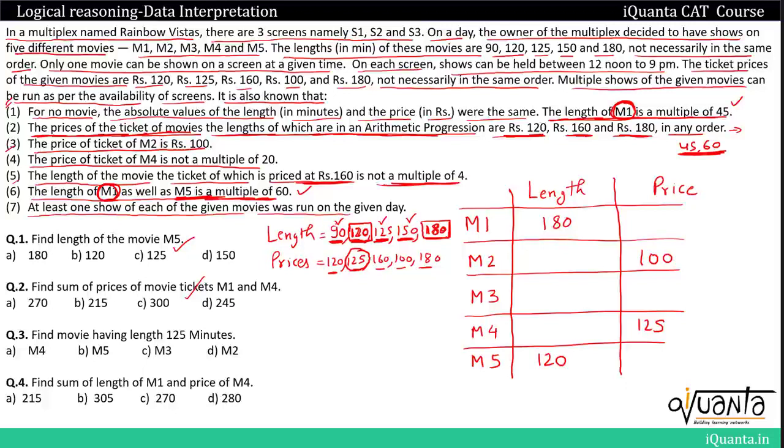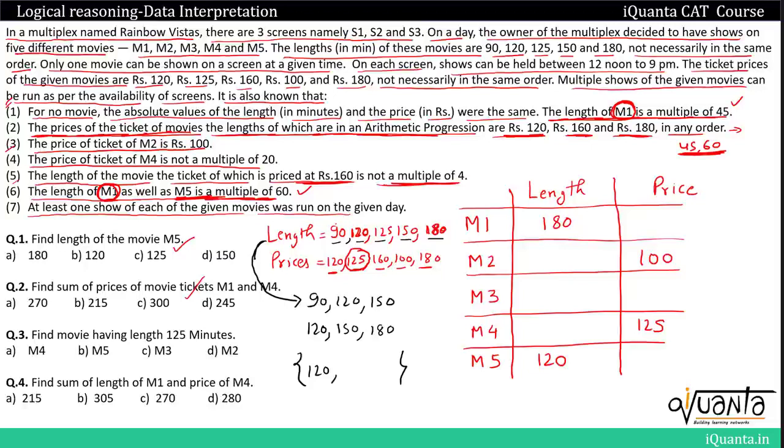So let us try to find out movies that have their lengths in AP. The lengths of movies are 90, 120, 125, 150 and 180. Let us try to form some APs out of these. One such AP could be 90, 120 and 150. Another AP could be 120, 150 and 180. These are the only two APs possible.